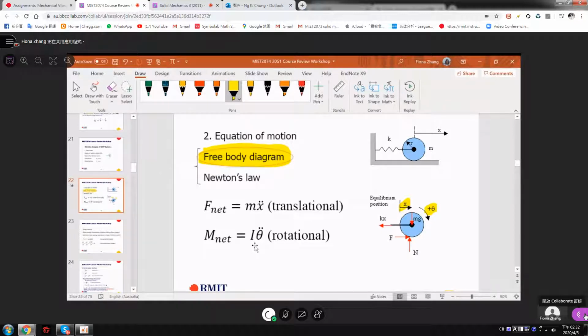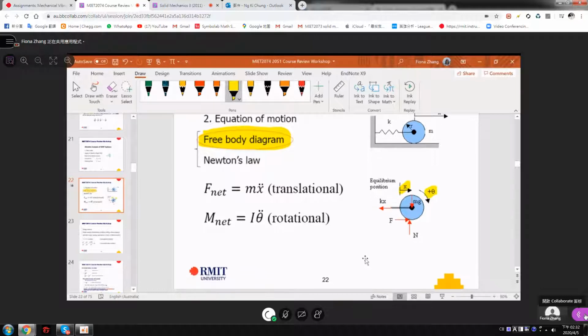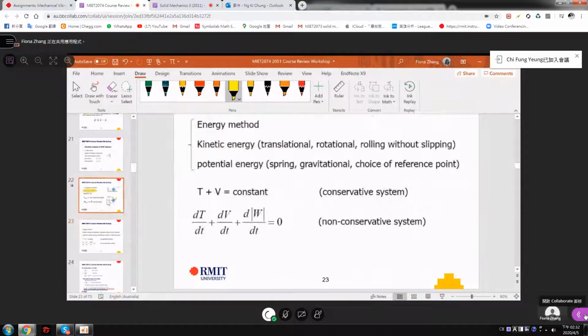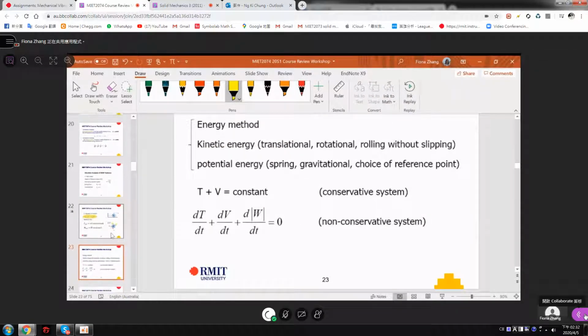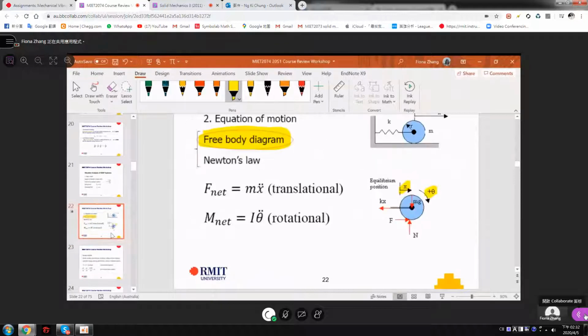So you also have a table. If you are taking a test or exam, it will be given to you, but very likely we will change to another form of assessment, so you might need to check the table. So this is using the free body diagram, which is the Newton's law method.